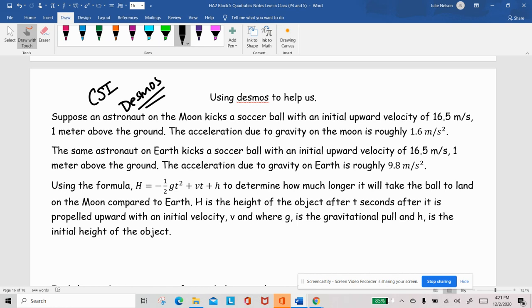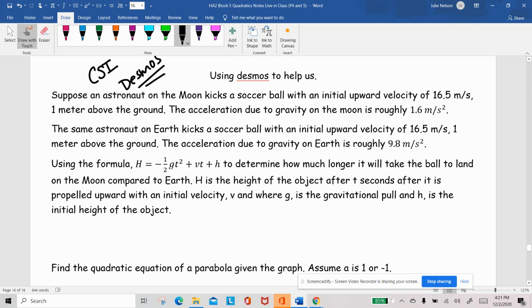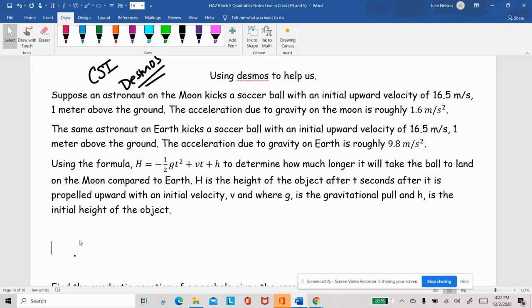So suppose an astronaut on the moon kicks a soccer ball with initial velocity of 16.5 meters per second, 1 meter above the ground. The acceleration due to gravity on the moon is roughly 1.6 meters per second squared. The same astronaut on Earth kicks a soccer ball with initial velocity of 16.5 meters per second, 1 meter above the ground. The acceleration due to gravity on Earth is roughly 9.8 meters per second squared. We want to use this formula to help us out here.